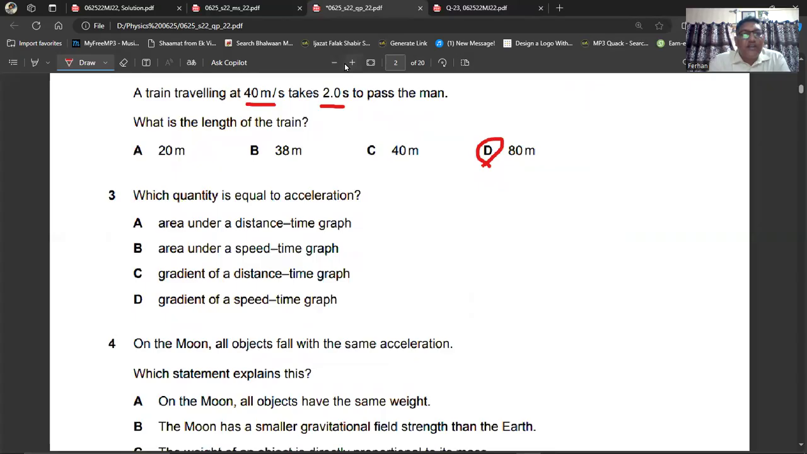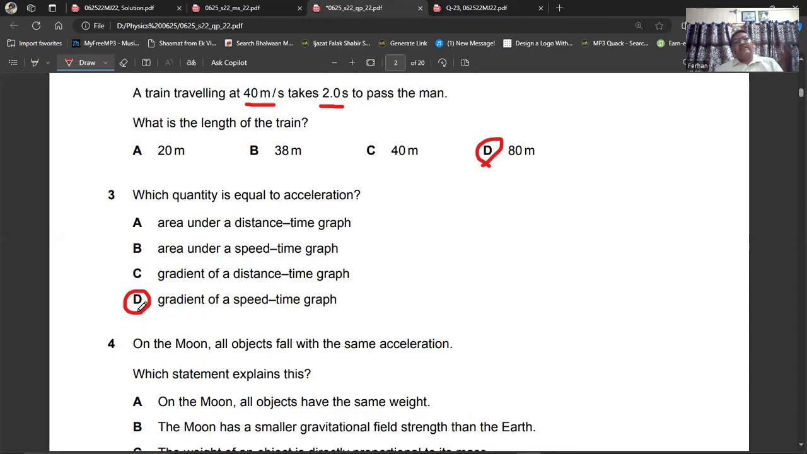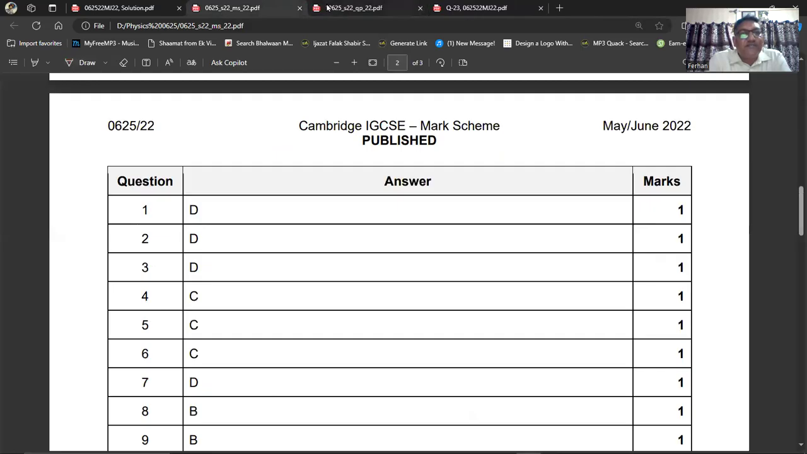Question number 3 showing up on your screen. It says, which quantity is equal to the acceleration? If you have a speed time graph, the gradient of the speed time graph will be the acceleration. The gradient of the distance time graph is speed, and the area under the speed time graph is equal to the distance traveled. So what is acceleration? Acceleration is the gradient of the speed time graph. So question number 3, D is the choice.